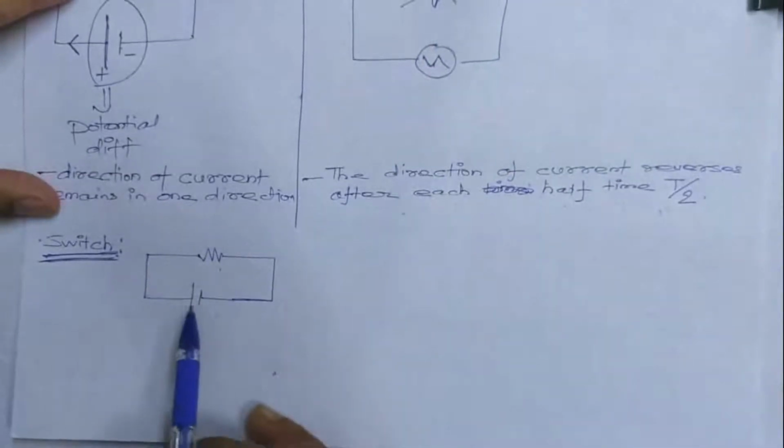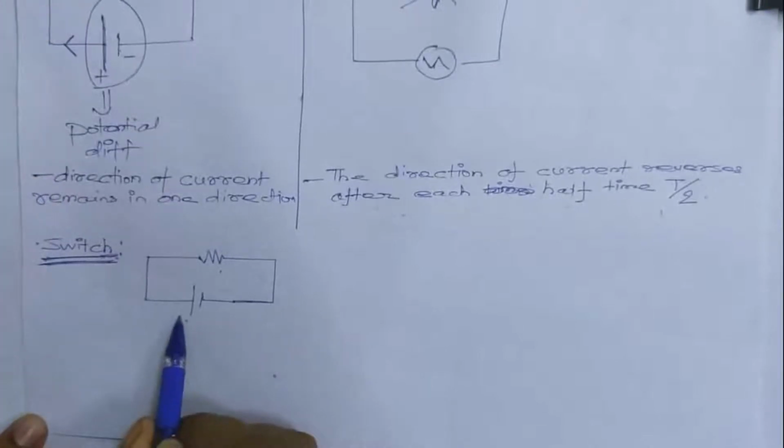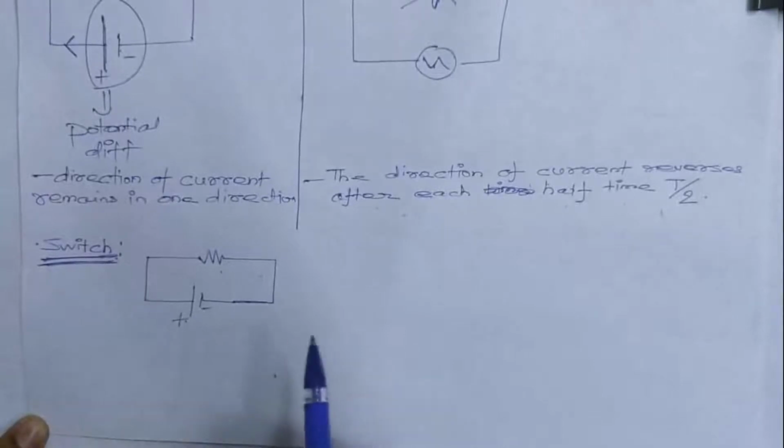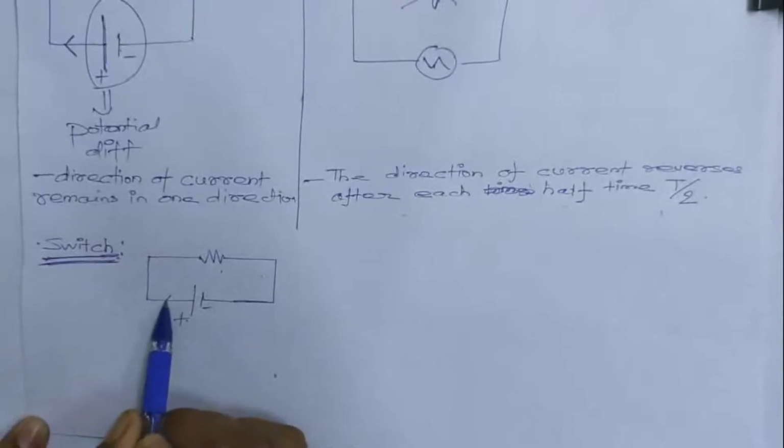So this is what I have drawn here. This is a case of conventional current. This is the positive terminal of the battery, and this is the negative terminal of the battery. So what will be the direction of the flow of electric current? It will flow from the positive terminal to the negative terminal, means this way.